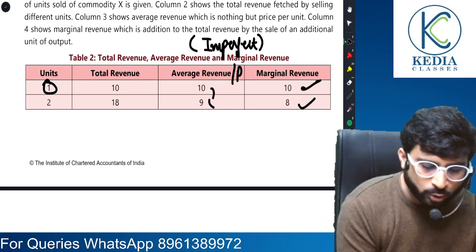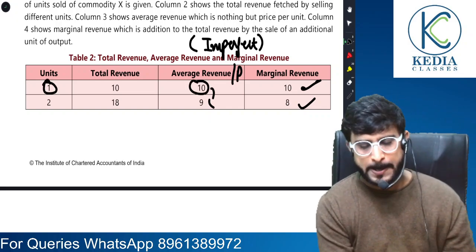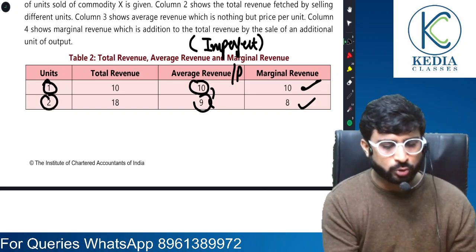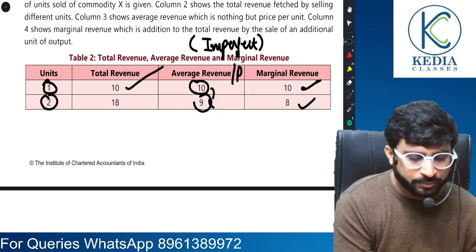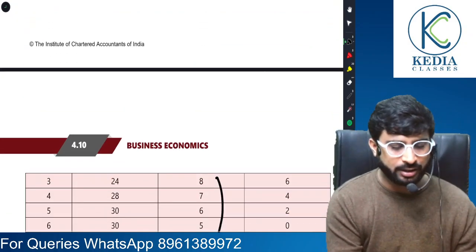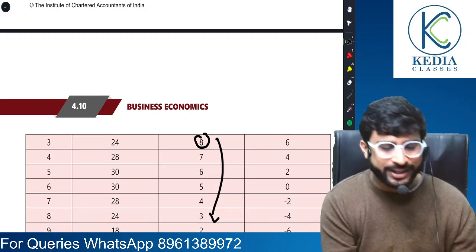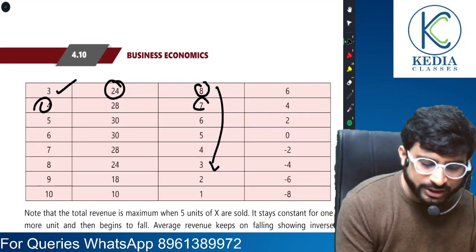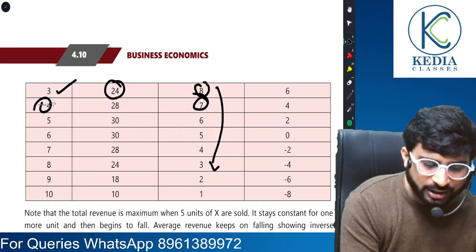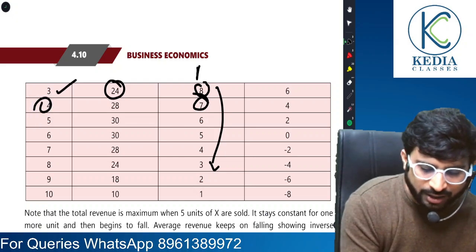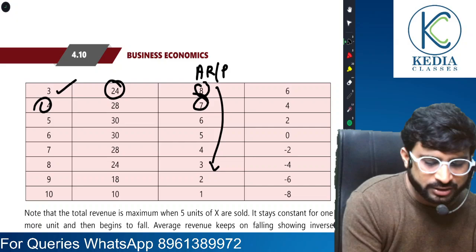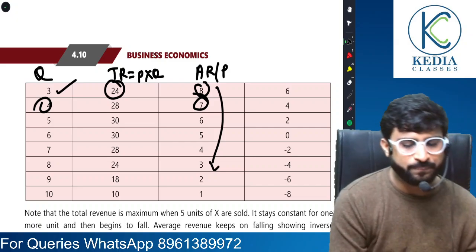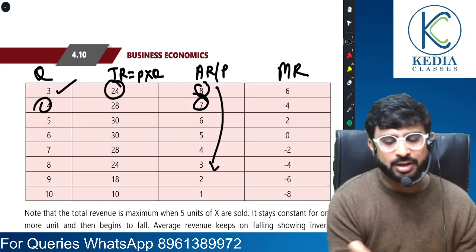Now look. Average revenue is price. So when 1 unit was being sold, price was 10. When 9 rupees is the charge, 2 units are being sold. So 1 into 10 is 10, 2 into 9 is 18. Again, price reduced to 8, 3 units sold. 3 into 8 is 24. 4 into 7 is 28. So you are understanding, this is average revenue or price, this is quantity, this is total revenue, which is price into quantity, and this is eventually marginal revenue.